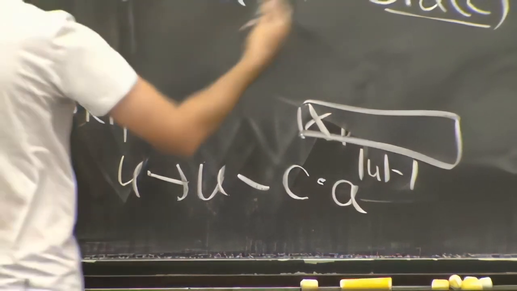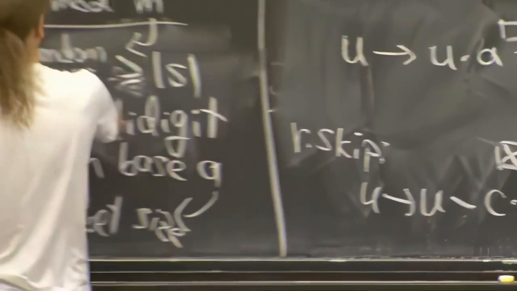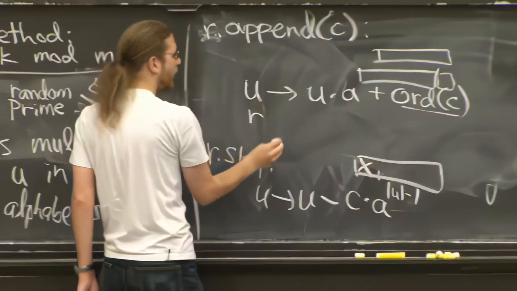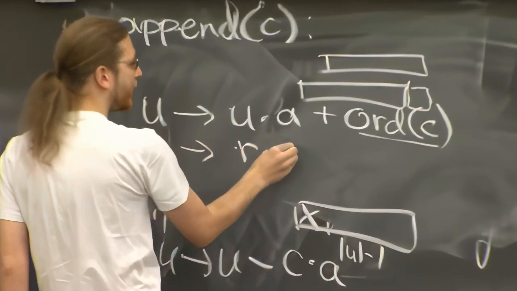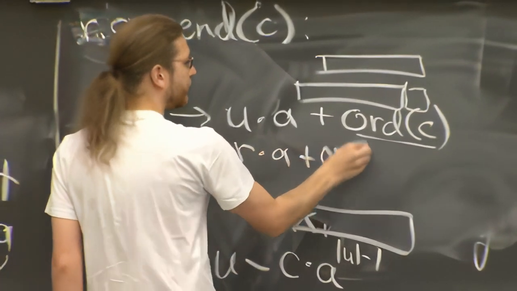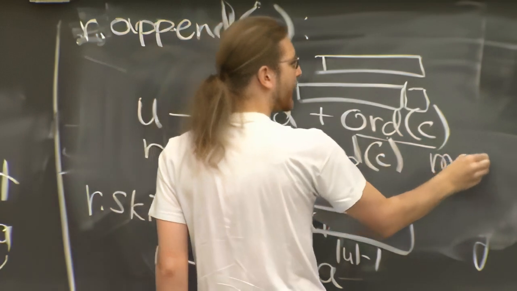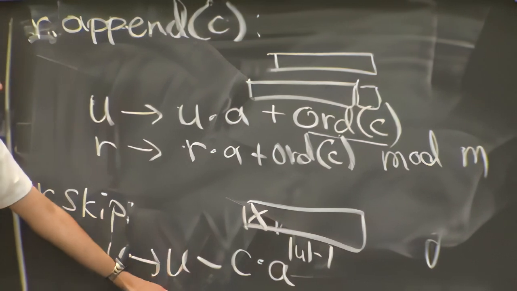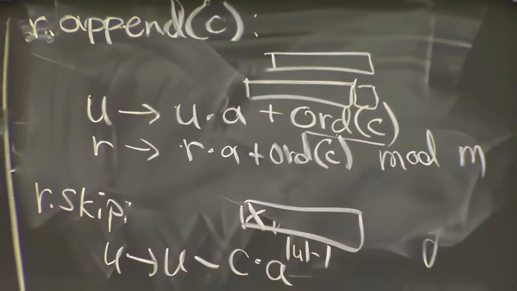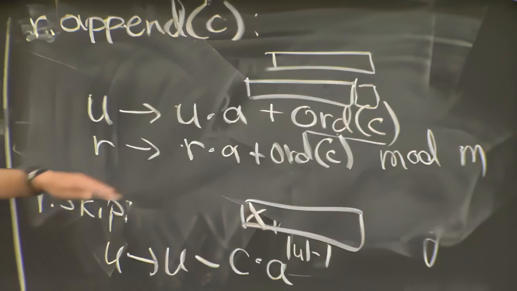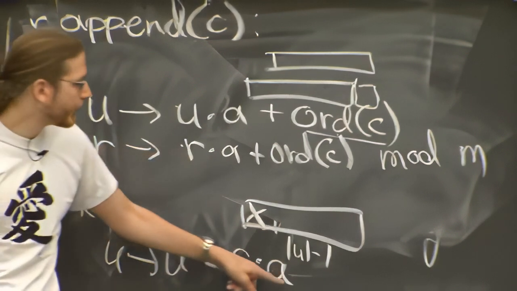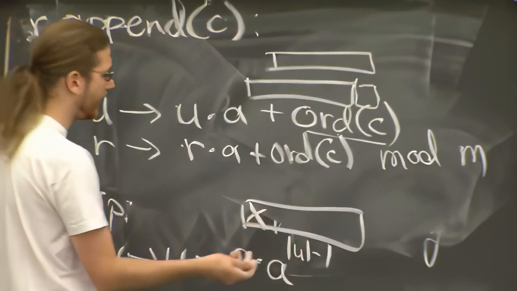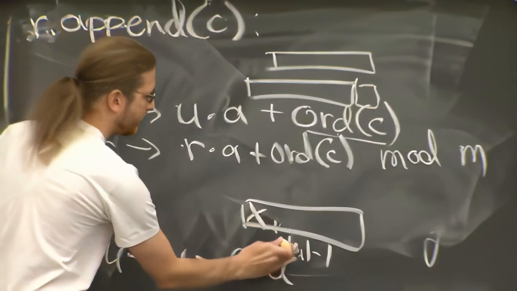OK, and when I do this, I just think about how the hash function is changing. Everything is just modulo m. So if I have some hash value here, r, I take r times a plus ord of c, and I just do that computation modulo m, and I'll get the new hash value. Do the same thing down here, I'll get the new hash value. So what r stores is the current hash value, and it stores a to the power length of u, or length of x, whatever you want to call it.